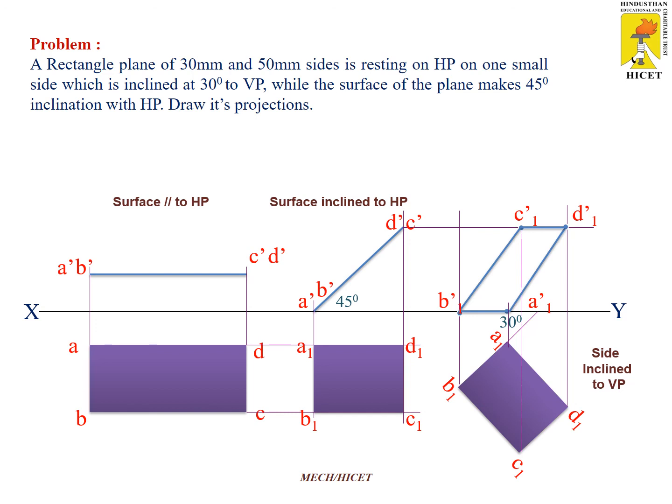This is the conclusion. Here we have drawn the 6 positions of the projections. The first 2 positions are the actual positions of the rectangular plane, and the third and fourth positions are when the surface is inclined to HP. The fifth and sixth positions are considered when the surface is inclined to VP. So this is the final position, from the given problem.